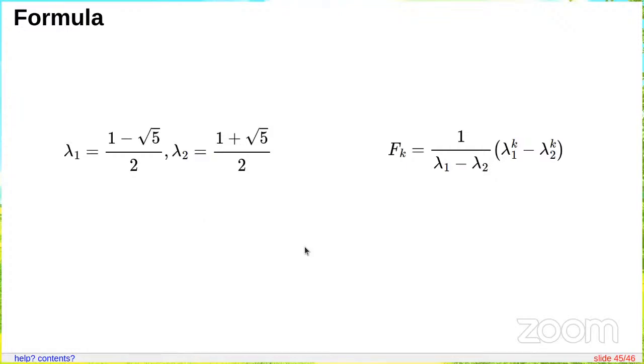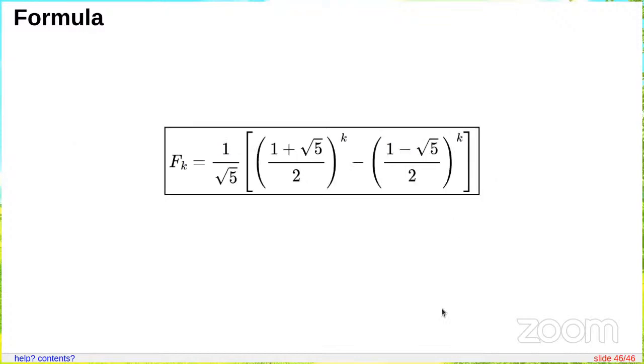If you just flip the signs, you will get 1 by root 5 times lambda 2 power k minus lambda 1 power k. You just don't want the minus sign. So you finally end up with Fk equal to 1 by root 5 times this crazy expression. That is the kth term of the Fibonacci sequence, and the brilliant fact is that it's an integer. The left hand side is an integer, so obviously the right hand side is also an integer.